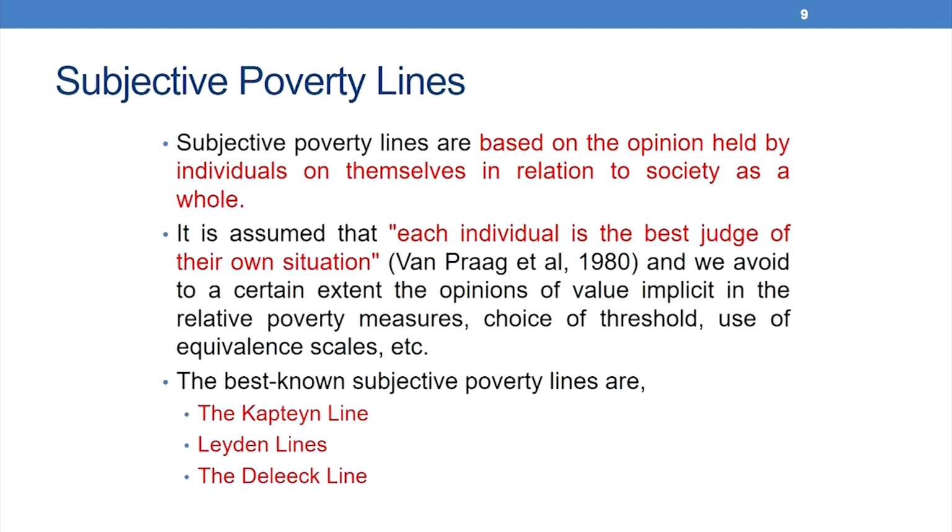So, in this sense, subjective poverty is also something which had been under discussion for a very long time, right from the 1960s and the 1970s, and it has made a comeback in a very big way after the human development paradigm shift from the 1990s and 2000s onwards. So, here in this case, it is assumed that each individual is the best judge of their own situation, and we avoid to a certain extent the opinions of value implicit in the relative poverty measures, choice of threshold, use of equivalence scales, etc.